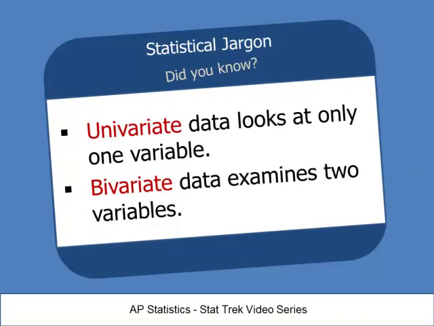Before we get to scatter plots, though, we need to introduce some statistical jargon. When we conduct a study that looks at only one variable, we are working with univariate data. When we conduct a study that examines the relationship between two variables, we are working with bivariate data. As you will see, scatter plots exist to work with bivariate data.